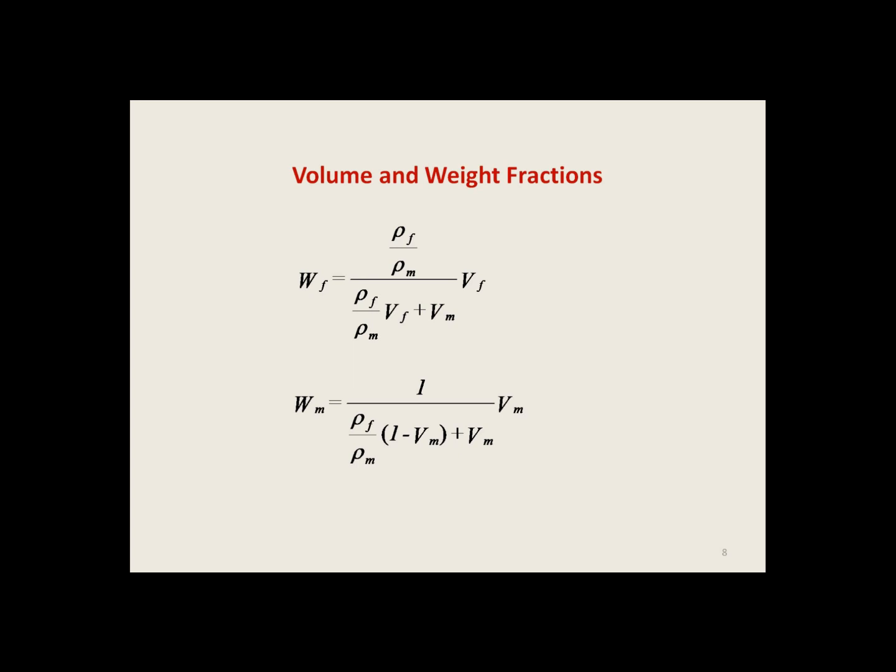So based on the above equations, it is evident that volume and mass fractions are not equal, and that the mismatch between the mass and volume fractions increases as the ratio between the density of fiber and matrix differs from 1. Again, I am repeating, the mismatch increases as the ratio between the density of fiber and matrix differs from 1.